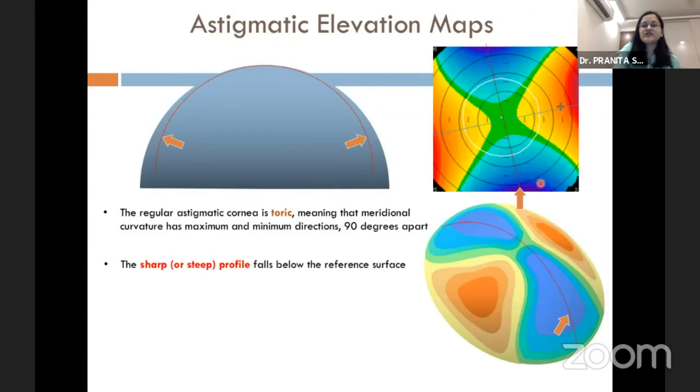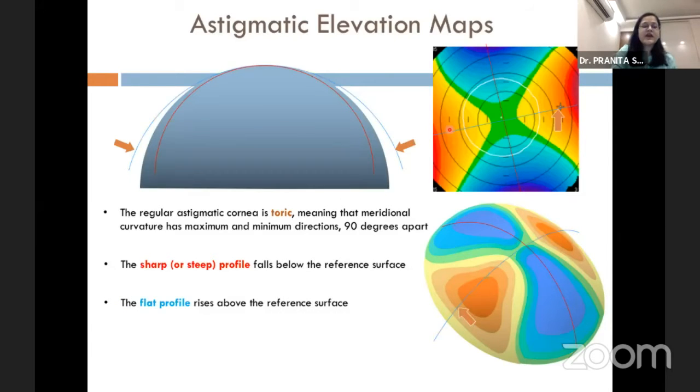In the astigmatic elevation map, now we are discussing the curvatures. A steeper curvature, which is present in the periphery, falls within the circle of the best fit sphere, and hence that is represented in red colors in the astigmatic elevation curvature maps. And if the curvature is flatter than the normal or the best fit sphere, then that is represented with blue colors, and the higher curvatures are represented with red colors.